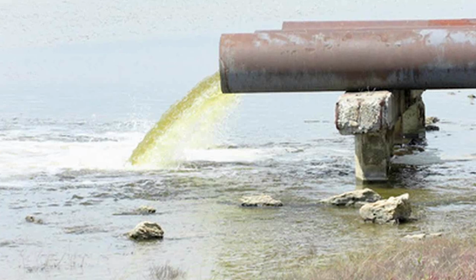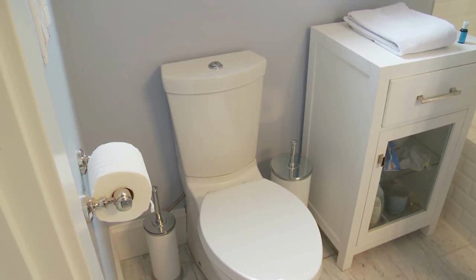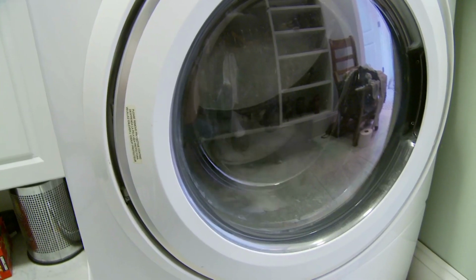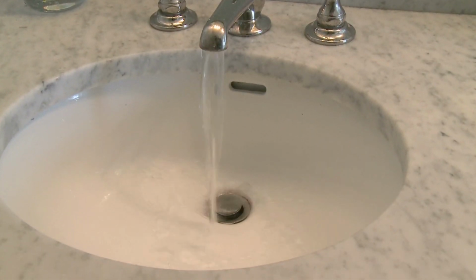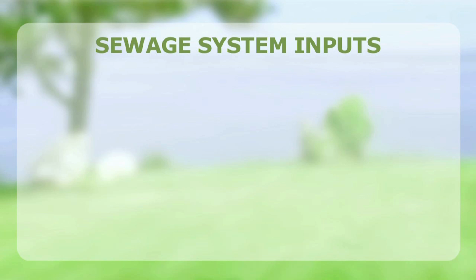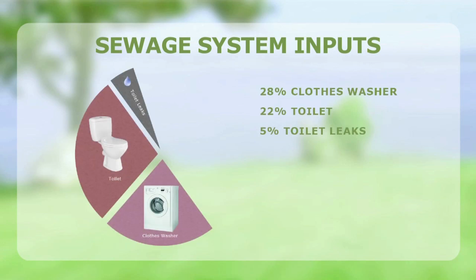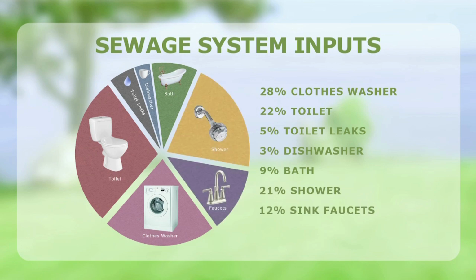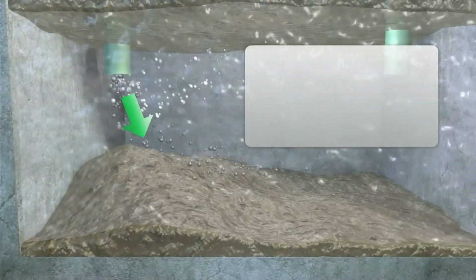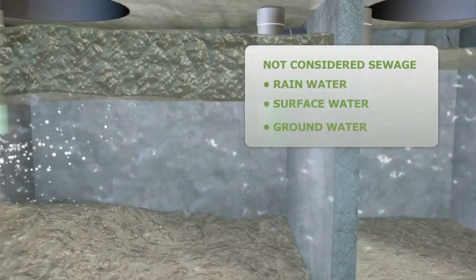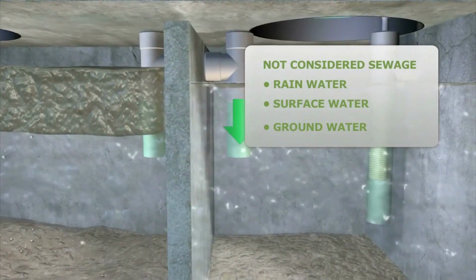So, what is sewage anyway? Sewage is all the wastewater that comes from your house, your toilet, your dishwasher, and your washing machine, sink and shower drains, and all the solids and waste that comes with it. Up to 50% of domestic sewage is created by your clothes washer and toilet. Your dishwasher produces 3%, while your bath, shower, and sink faucets produce the remaining percentage. All this wastewater exits your house and enters your septic system. By the way, rainwater, surface water, and groundwater are not considered sewage.